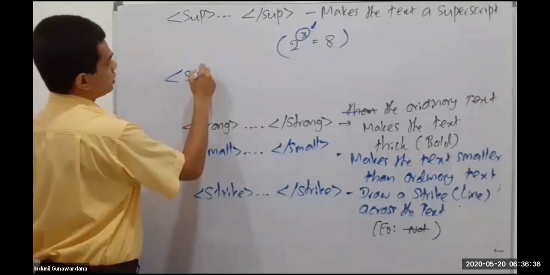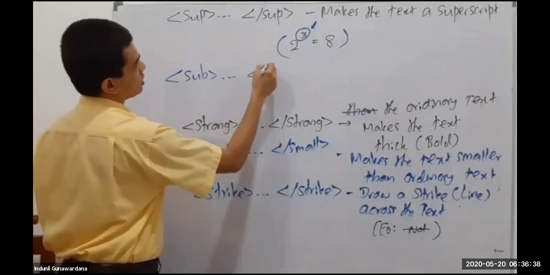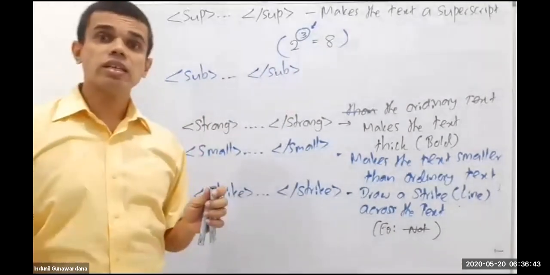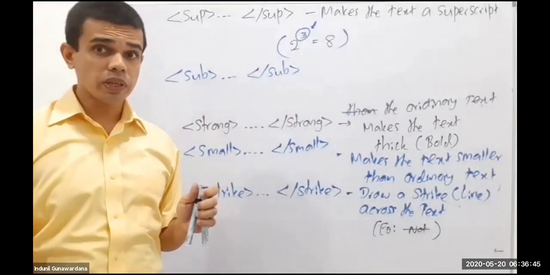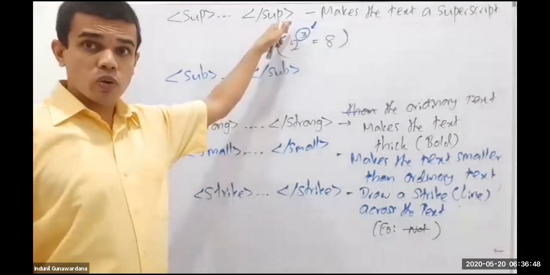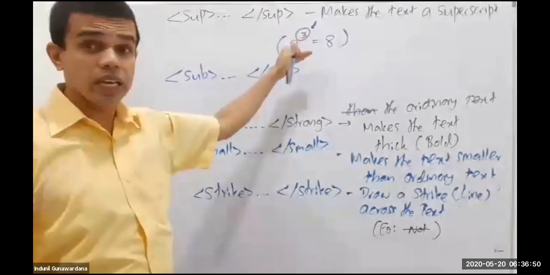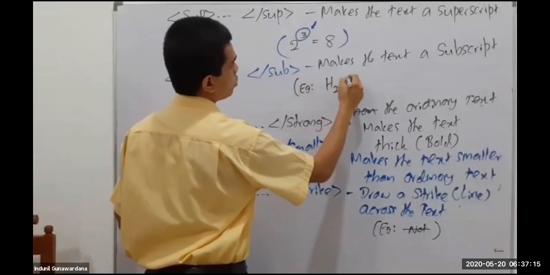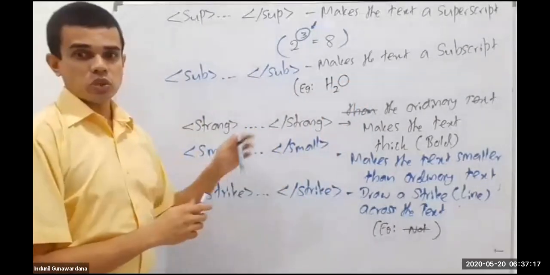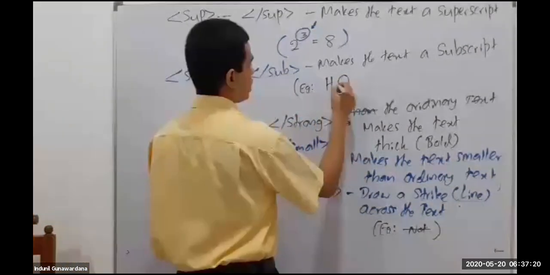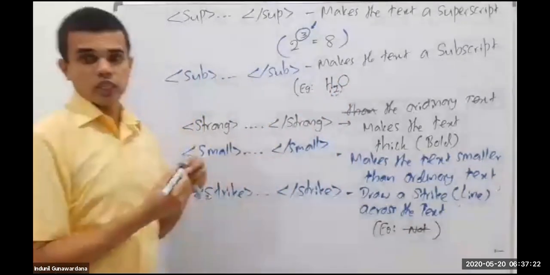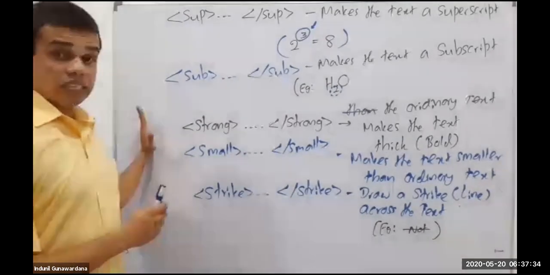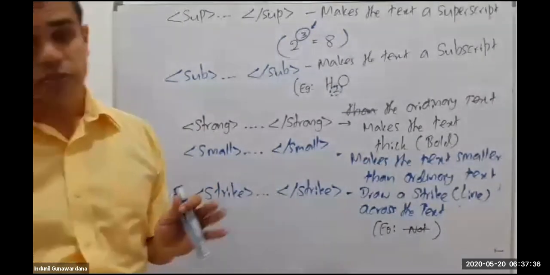Next one is sub. Still it has the closing tag. Now you know what it is. It makes the text subscript. Superscript goes above, subscript goes below, hanging below the ordinary text. Then H2O: this 2 is hanging, so it becomes a subscript in this output. So these are some basic inline elements that we may use in our document.